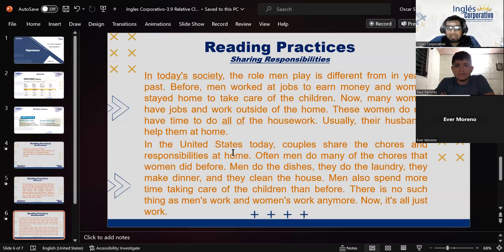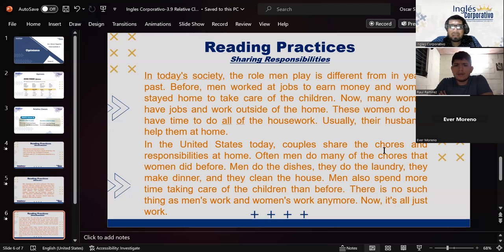In the United States today, couples share the chores. Sí, perdón, eso está mal dicho por mi parte. Se diría chores, sí, chores. Porque si yo digo shores, sí, shores se refiere a como las bahías o la orilla del mar. Sí, esos serían los shores. En este caso es chores. So yeah, couples share the chores and responsibilities at home.